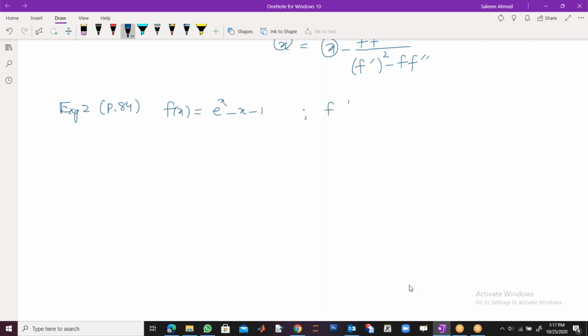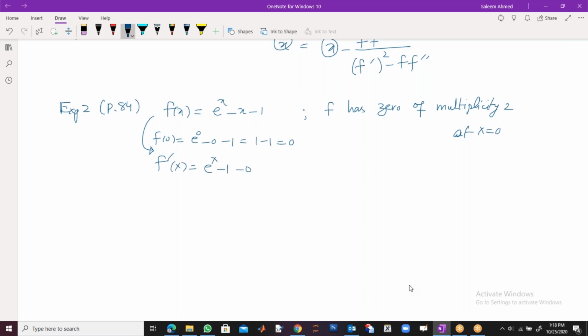So f has a zero of multiplicity 2 at x equal to 0, or you can say that it has a double root. You see, f at 0 is 0: e to the power 0 is 1, minus 0 minus 1, so it is 1 minus 1, 0. But if you find the derivative here, f prime is e^x minus 1 minus 0, right? The derivative of x is 1. Now put 0 here, f prime at 0. f prime(0) is e^0 minus 1, which is 1 minus 1, again 0.